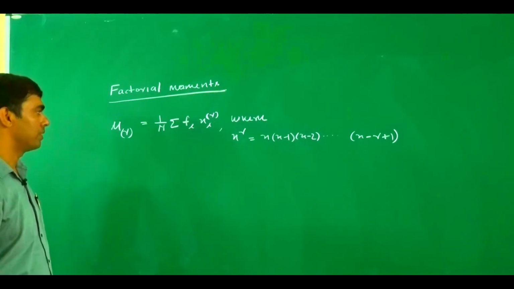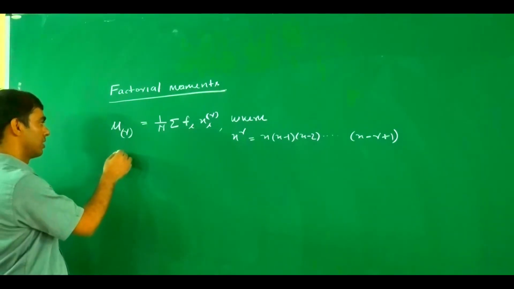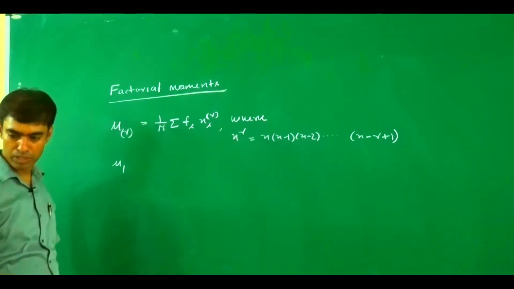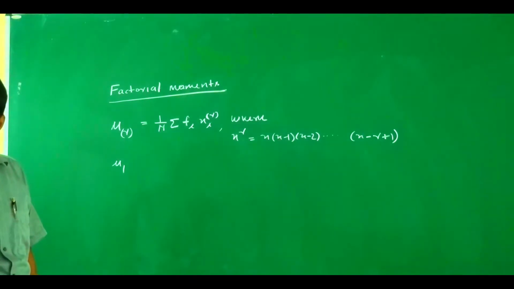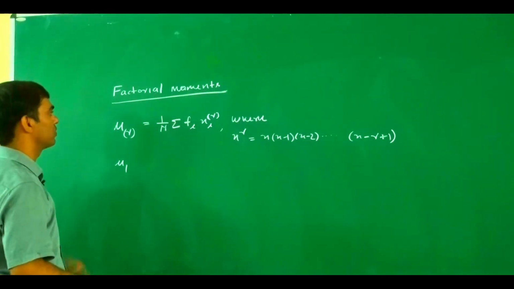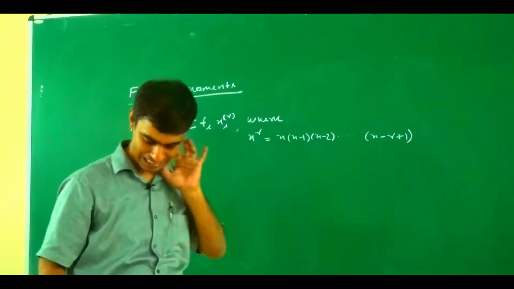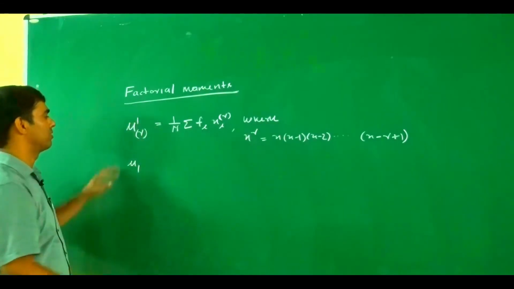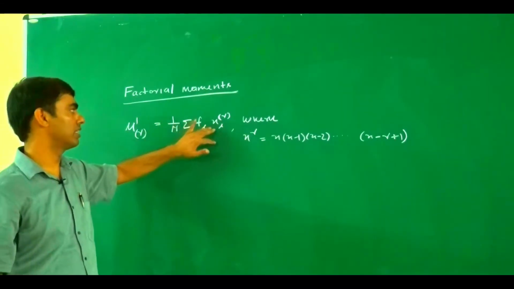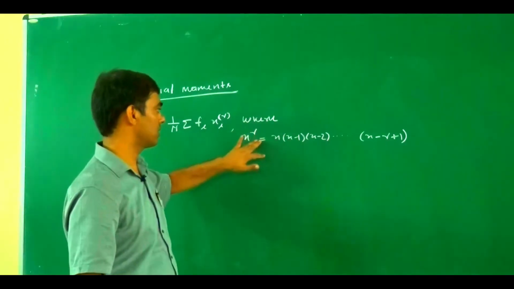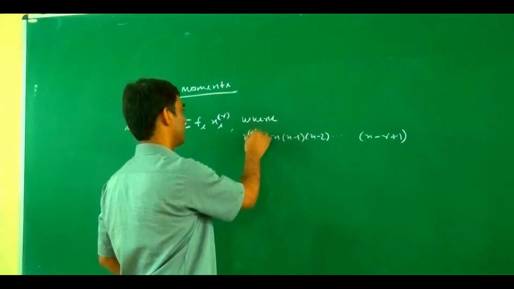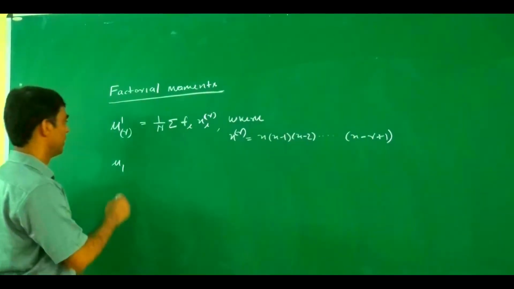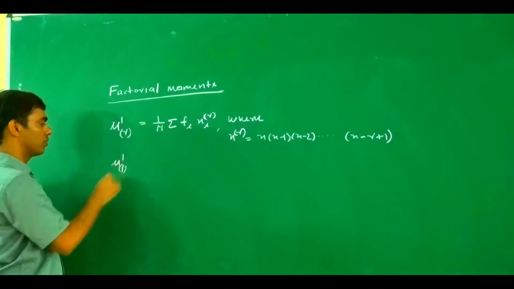Now if we write mu 1, what is the value of this one? Basically this one is not mu r, it is mu r dash. Mu r dash equals 1 upon n summation of fi xi to power r, where x to power r in factorial notation means x, x minus 1, x minus 2 up to x minus r plus 1.